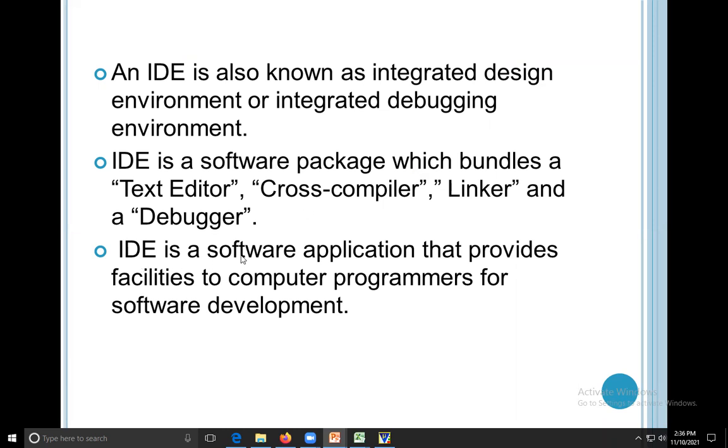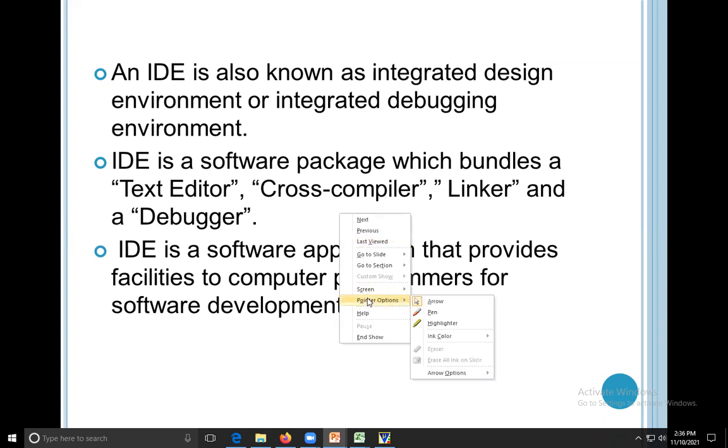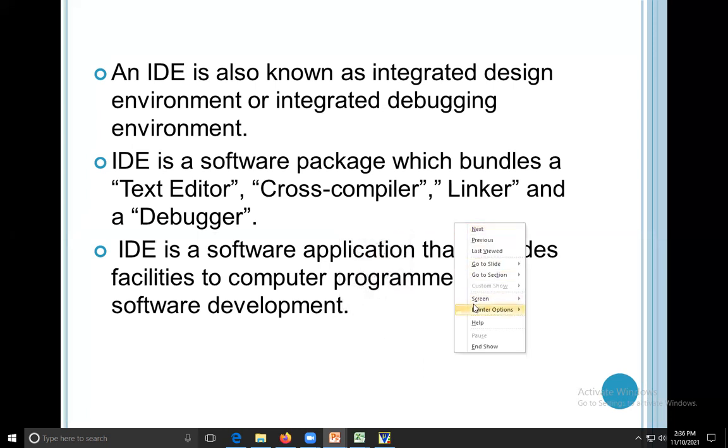So an IDE is a software application that provides facilities to computer programmers for software development. The IDE is used for software development, and for the hardware person, you use it for hardware as well. Text editor means where you write the program. Cross compiler means you compile the program. Linker means you link the program with others. And debugger means you check the errors. So one by one we will discuss the points.